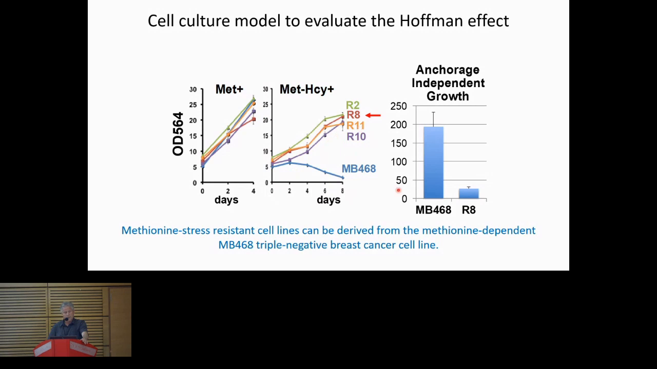What happens though to these converted cancer cell lines is that they no longer act as cancer cell lines. Through the loss of this methionine dependency, they lost their cancer phenotype. So now we have a very nice system in place where we can start to do transcriptomics, where we compare the wild type cancer cell line, the 468 cell line, with our derived methionine stress resistant cell line, the R8.